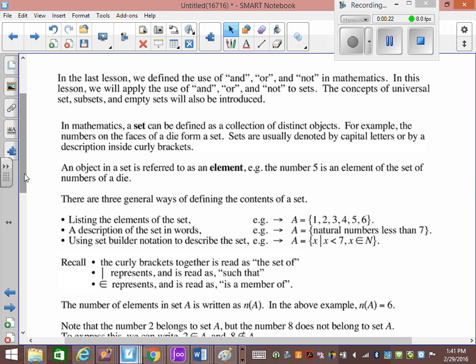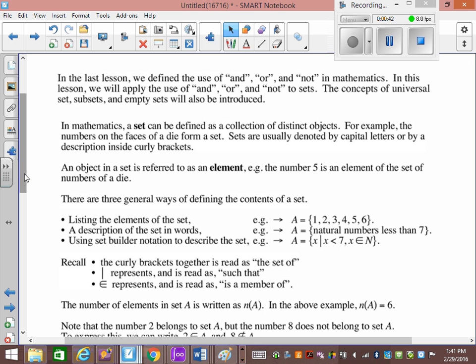In mathematics, a set can be defined as a collection of distinct objects. For example, the numbers on the faces of a die form a set. So the numbers 1, 2, 3, 4, 5, and 6 are elements of the set of the faces on a die. Sets are usually denoted by capital letters or by a description inside curly brackets. So that's how we did the curly brackets, right?